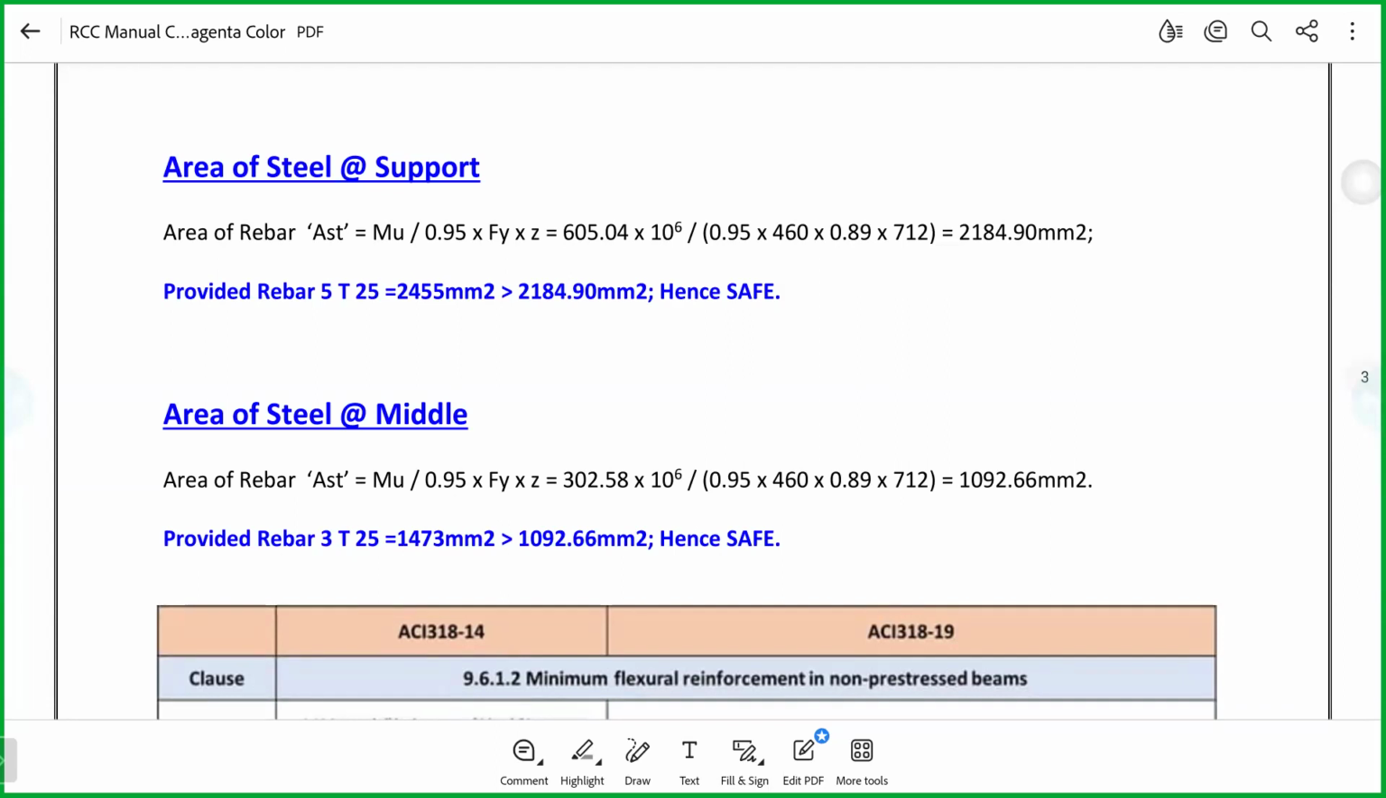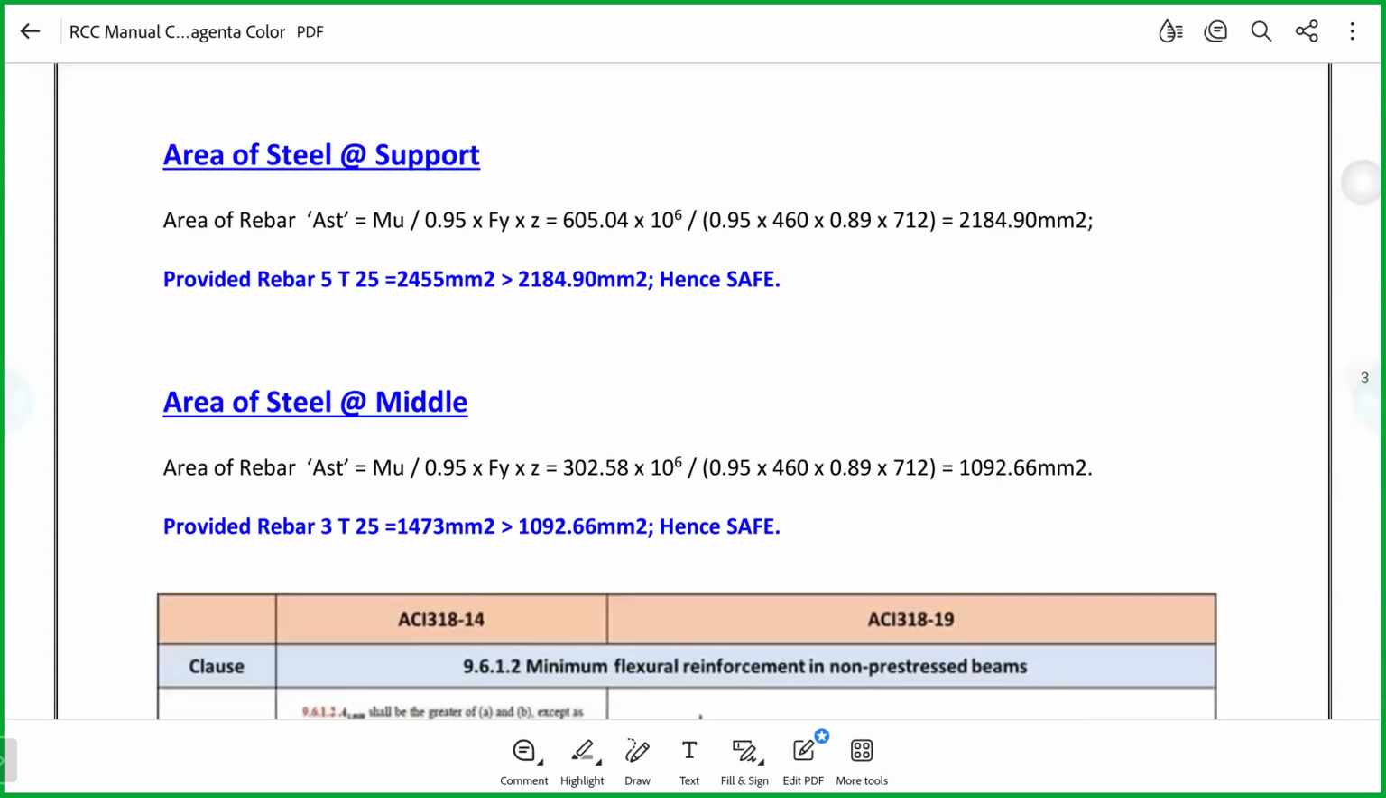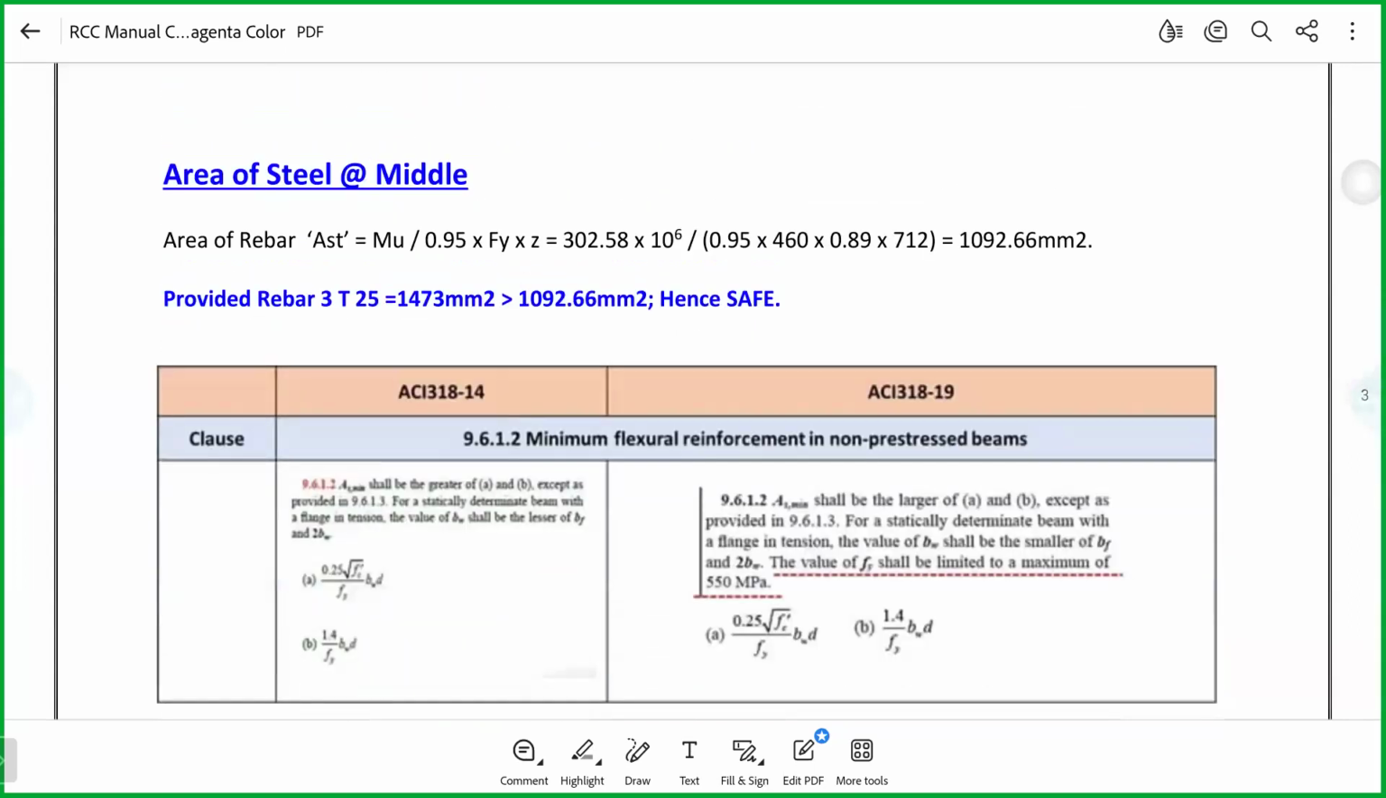To compensate this 2184, I'll go for the rebar. Say I go for 5T20 instead of 25 millimeter. What is the area of 20 millimeter? Pi d square by 4. If I go for 25 millimeter, the area is 491, pi d square by 4. So 5 into 491 gives 2455. The required is 2184, which is safe. So going with this area of reinforcement, because you do have two moments, right?